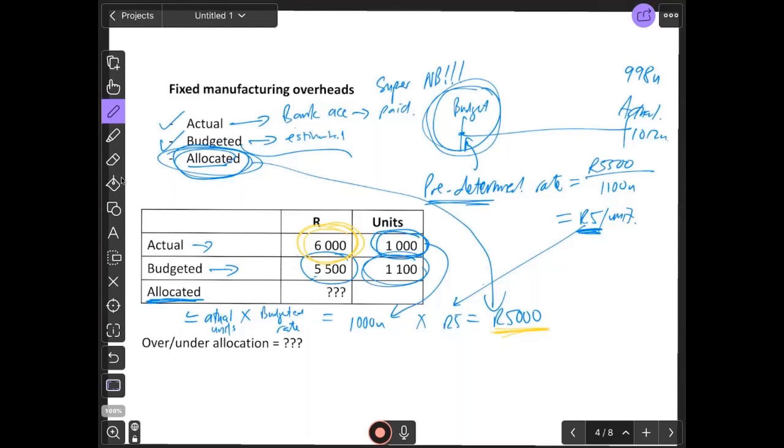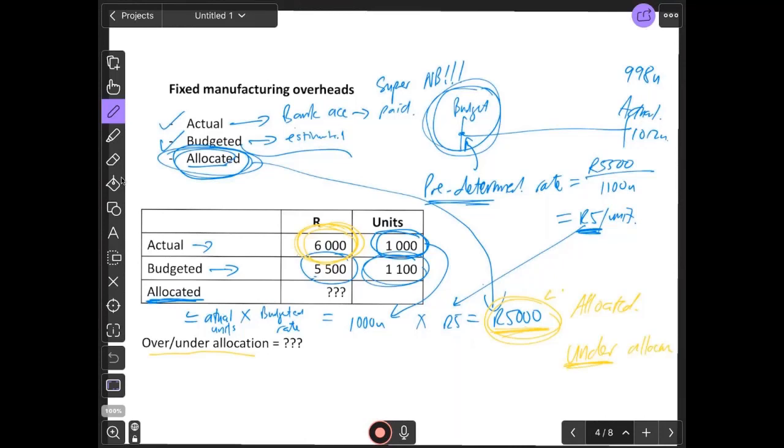Now just read the words carefully. Over allocation, so we allocated too much. Under allocation, we did not allocate enough. So in this case, we allocated 5,000, but our actuals was 6,000. So is this under allocated or over allocated? So you can see you don't have to memorize a formula. You must just make sure you understand. So in this case, we under allocated because 5,000 is less than the actuals.